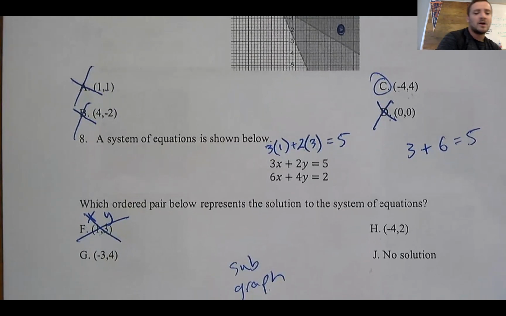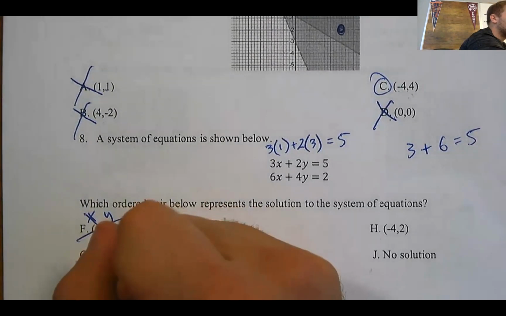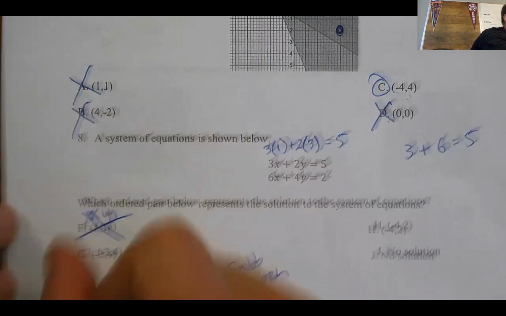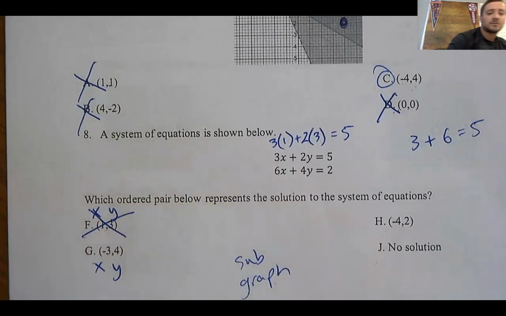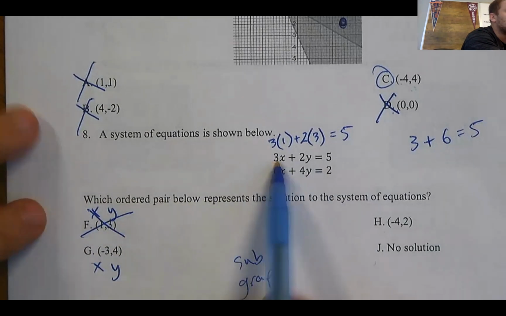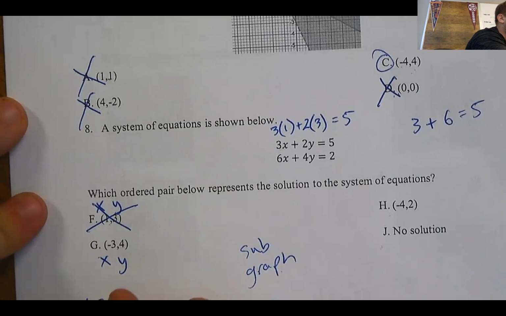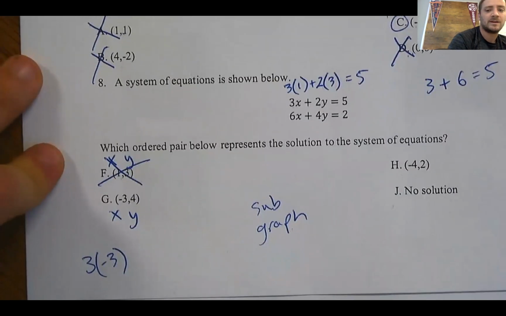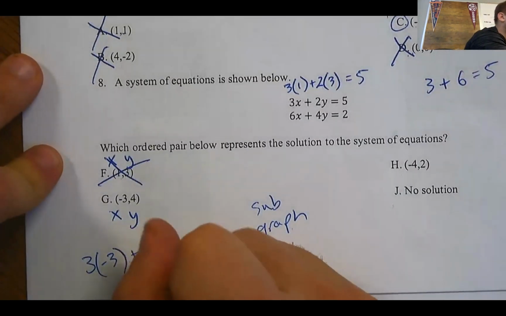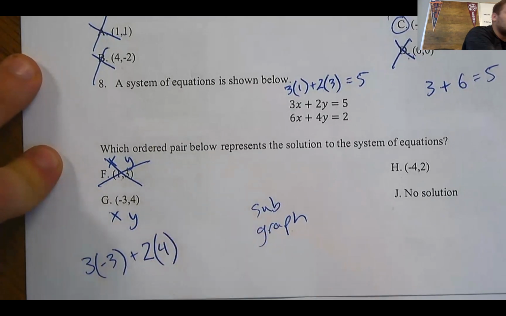All right, let's try answer choice G now. So we're going to plug in -3 for x, and 4 for y. Again, I'm going to do this using my first equation. 3 times x, which we called -3, plus 2 times y, which we're going to plug in 4, is equal to 5. Let's see if this works.